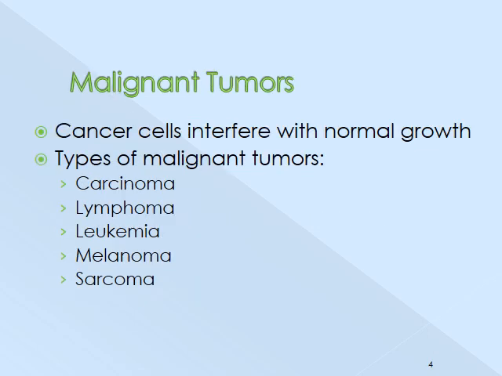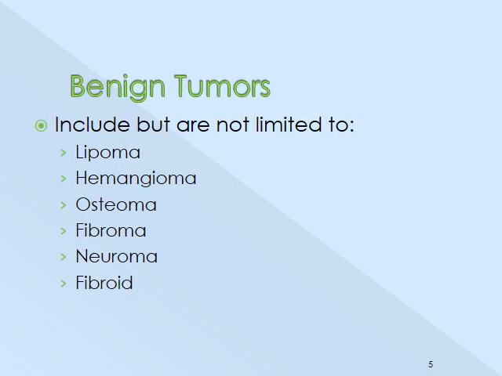Malignant tumors are cancer cells that interfere with normal growth. Some types of malignant tumors include cancer, carcinoma, lymphoma, leukemia, melanoma, and sarcoma. Some types of benign tumors include lipoma, hemangioma, osteoma, fibroma, neuroma, and fibroid.